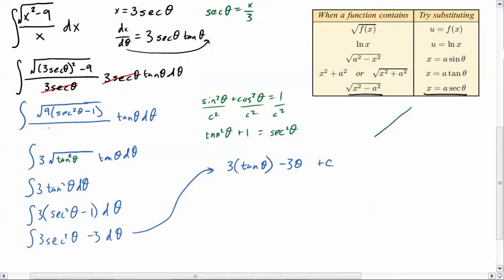So if I make a little triangle over here, and I say this is theta, secant is hypotenuse over adjacent. So x is the hypotenuse, adjacent is 3, which means that this has to be the square root of x squared minus 3 squared. And so then tangent of theta is opposite over adjacent. So this is 3 times the square root of x squared minus 9 all over the adjacent, which is 3. And then I go minus 3 times theta.